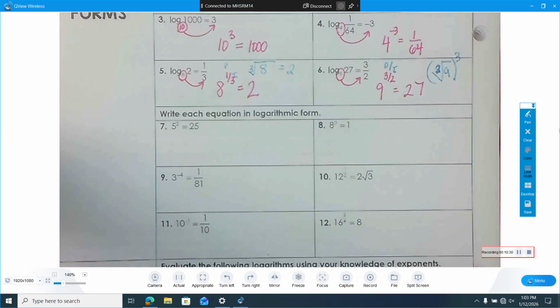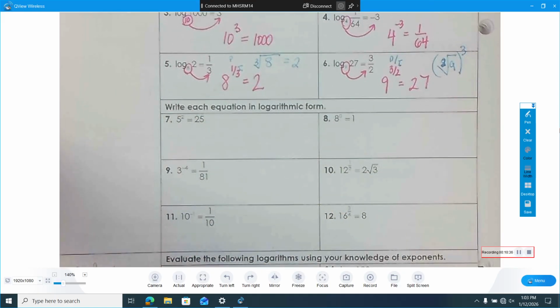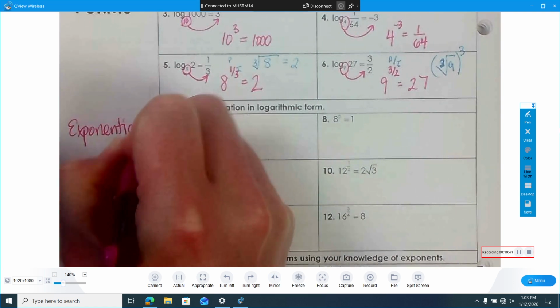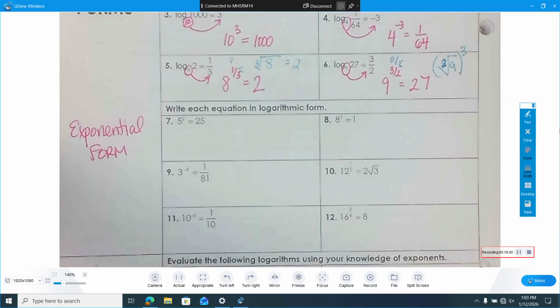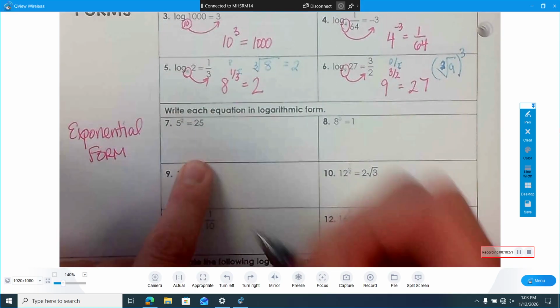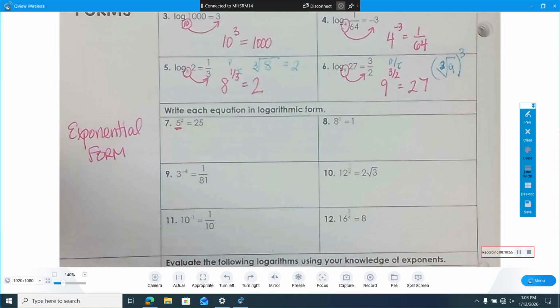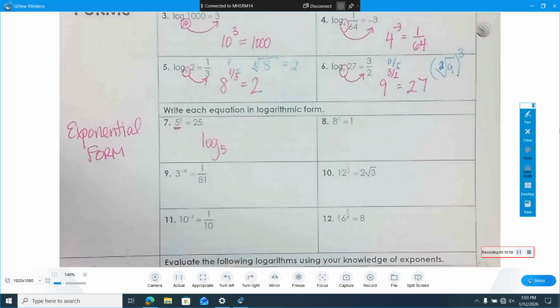Okay, so now we have our equations in, what form is this? Exponential form. How do I know it's an exponential form? Because there's exponents, yes. And so, in exponential form, my base is always the base. So this is going to be log base 5.